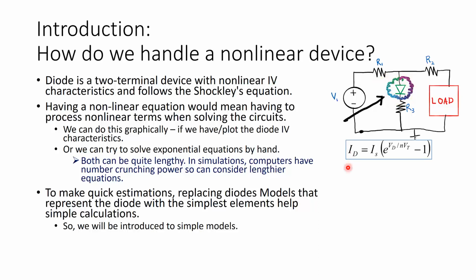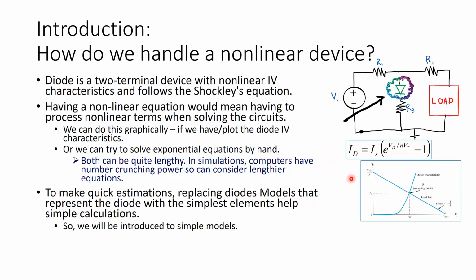So first, this is Shockley's equation. It's not linear, meaning that the relationship between ID and VD is not linear. Instead, it is an exponential expression. This is what I mean by doing it graphically. So usually we have this diode characteristics, which is the diode behavior that is given or plotted from the diode expression. So if it is a data sheet, it will give you this diode characteristics.